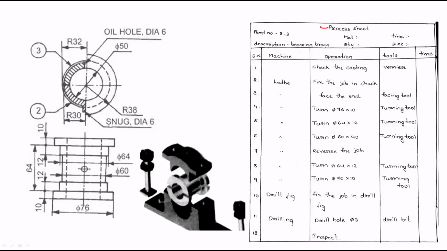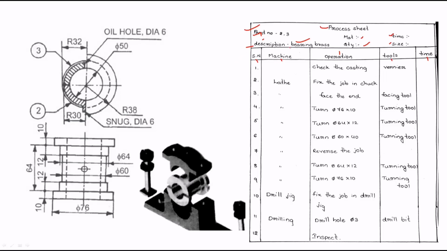The process sheet is prepared for the bearing brass. So the skeleton of the process sheet is very important. First of all, we need to draw the table. Above the table you need to write part number, description, also called part name, material, time, quantity and size. In the table the columns are serial number, machine required, operation required, tools required and time taking. So all these columns are very important to prepare the process sheet.